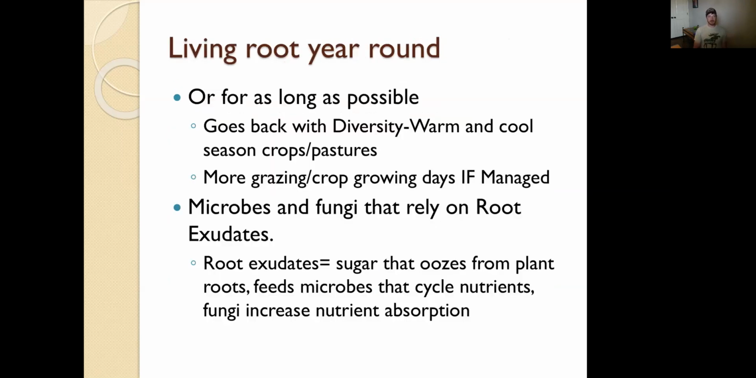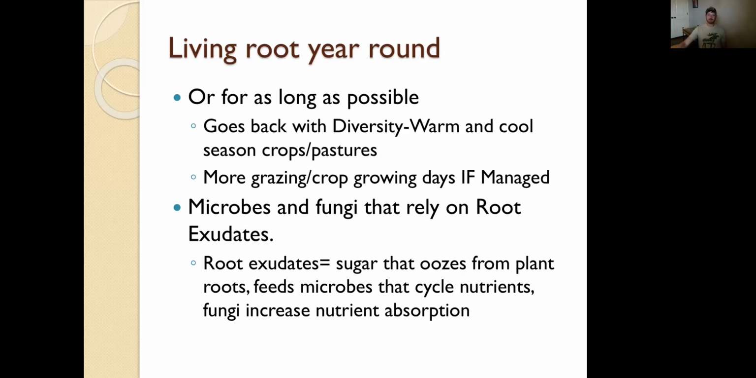So moving on, that brings us to our soil health principle number 4, which is keep a living root in the soil. It says year round, but for as much of the year as possible. That really ties in with soil health principle number 3, plant diversity: having cool season varieties in warm season pastures, or vice versa, incorporating summer plant species into cool season crop systems like winter wheat, coming right behind winter wheat harvest and planting a summer grazing crop. Because not only can we increase our grazing or our crop growing days if we manage it correctly, soils have a lot of microbes and fungi and other critters, I'm going to say, that live in that soil that rely on plants and plant roots to survive.